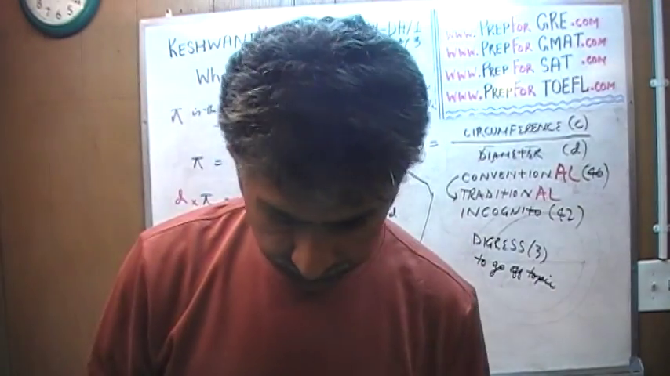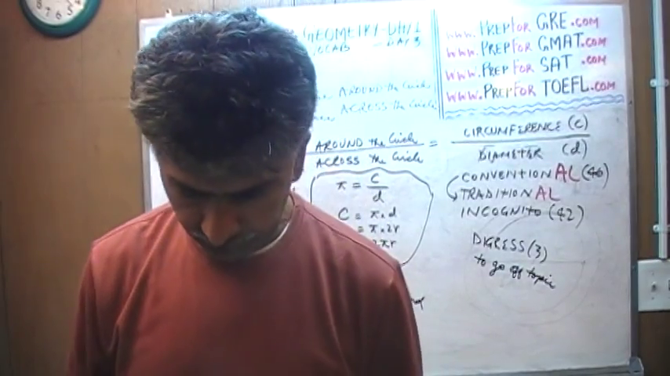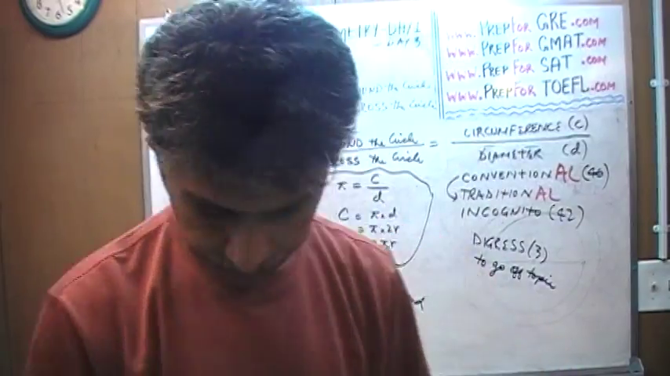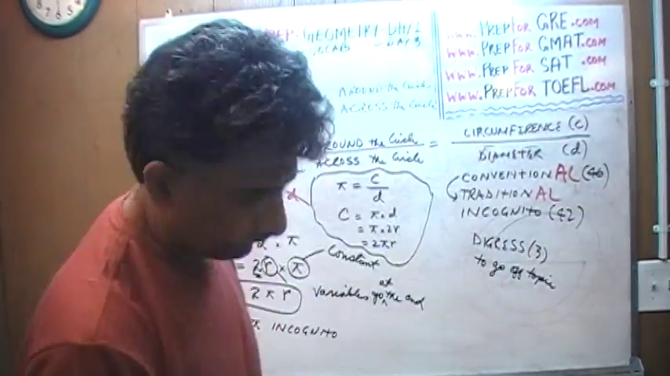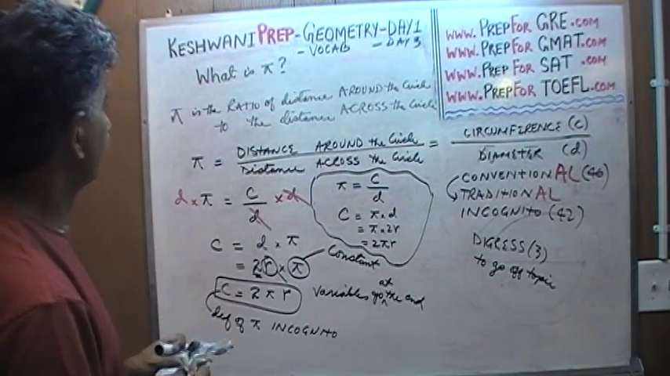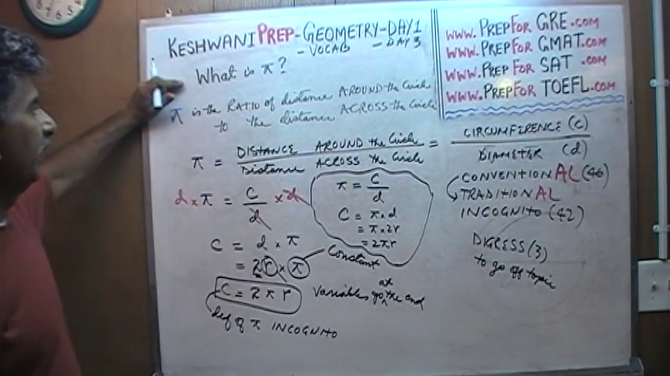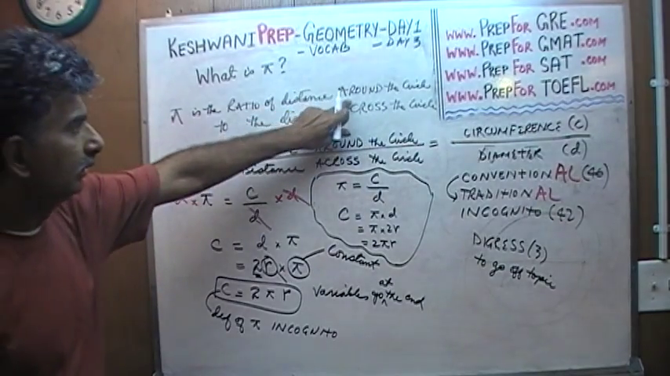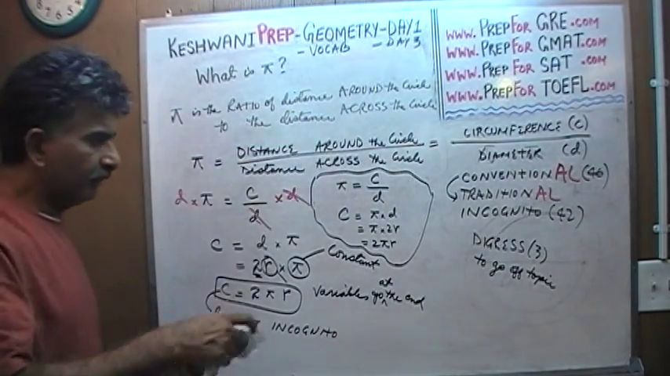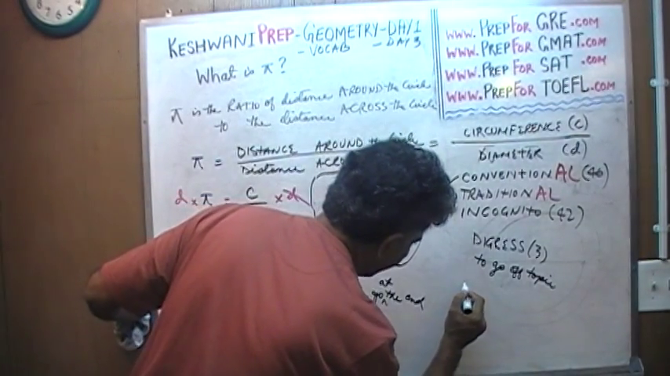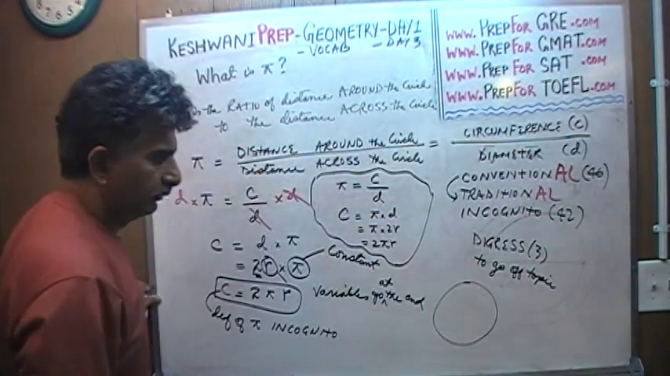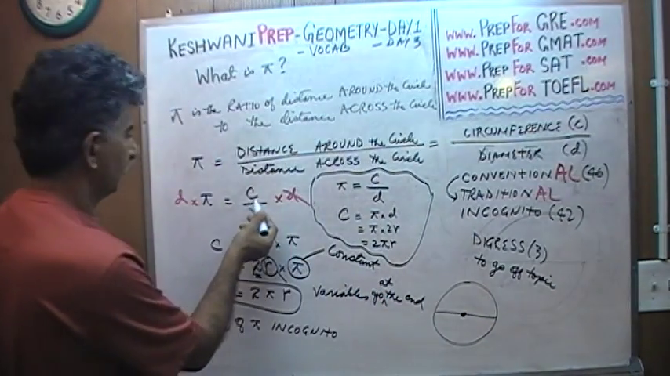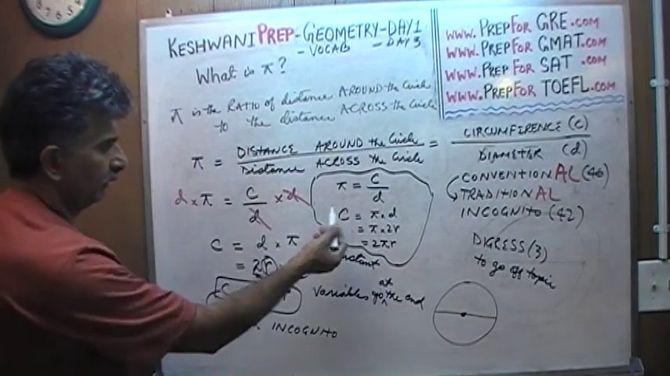Let's move on to the next concept, which has to do with the area of the circle. Now that we understand the circumference of a circle, let's talk about the area. I need the room, so I need to erase everything. One more time, the question was, what is pi? Pi is a ratio of distance around the circle to distance across the circle. Distance around the circle is what we call circumference. The distance across the circle is what we call the diameter. So it's the ratio of circumference to diameter. The rest is very simple, as I already explained.